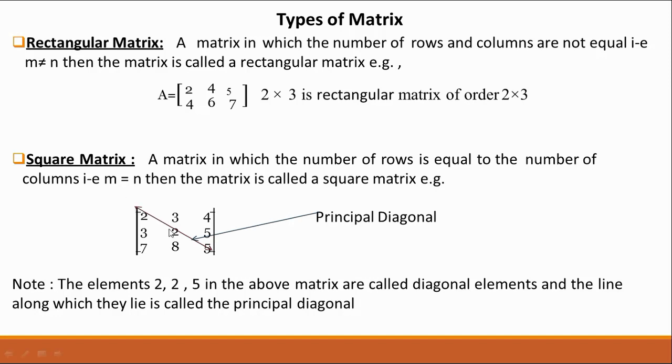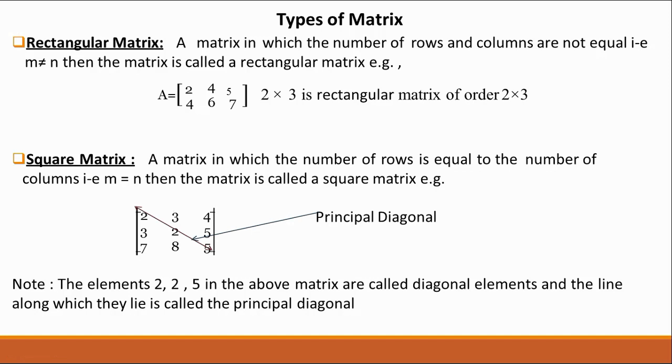In this matrix, there are 3 rows: first row, second row, and third row. First column, second column, and third column. So this is a square matrix because the number of rows and the number of columns are equal.